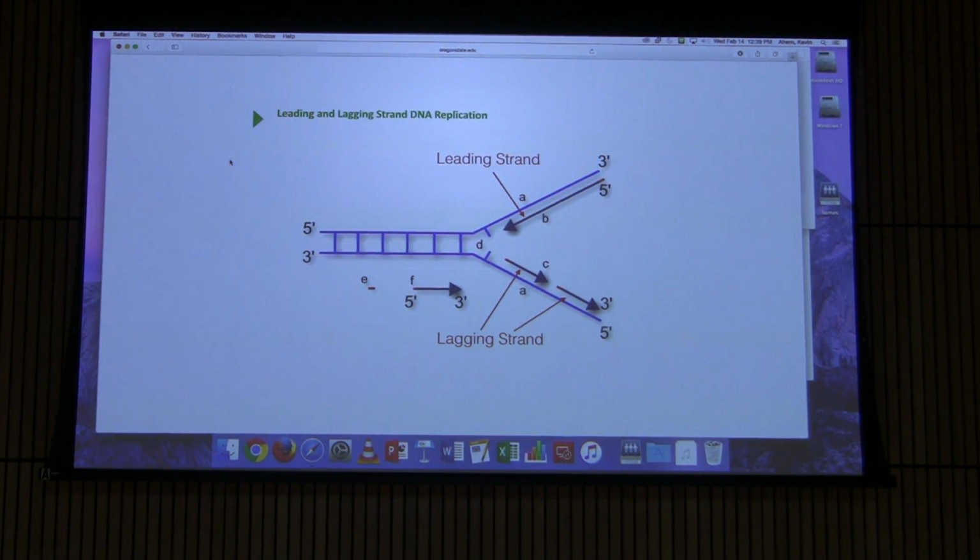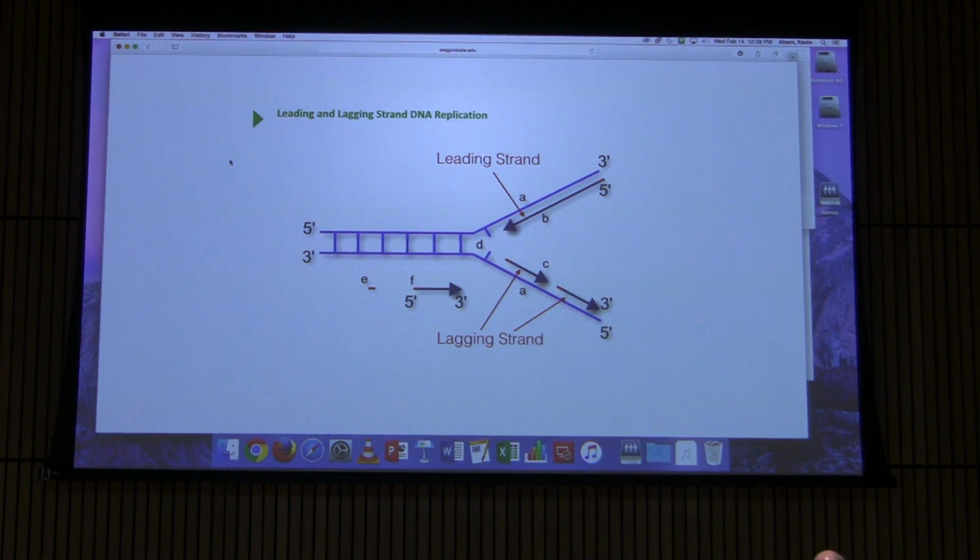This schematically shows you the semi-conservative replication, and it shows you the leading strand synthesis going on this top strand labeled B, and the lagging strand synthesis occurring on the bottom strand labeled C. And you'll notice that the bottom strand is in pieces. Now, why in the world does the cell complicate matters for itself? Well, let me show you what happens.